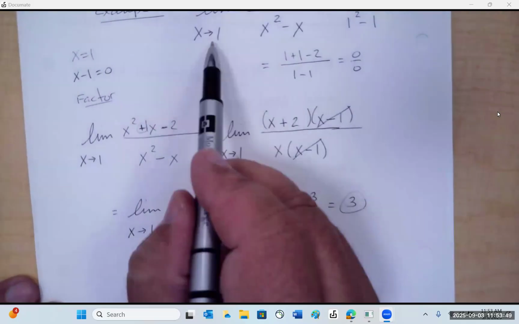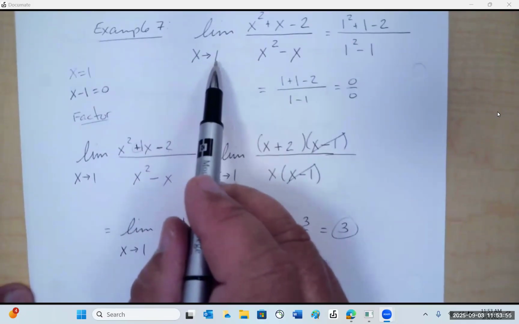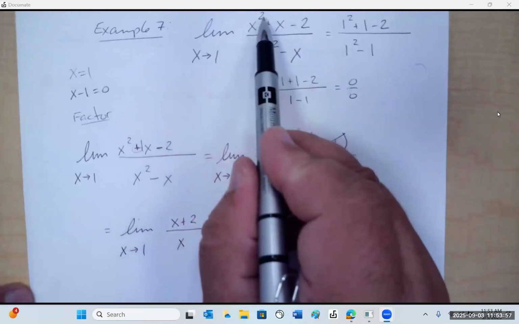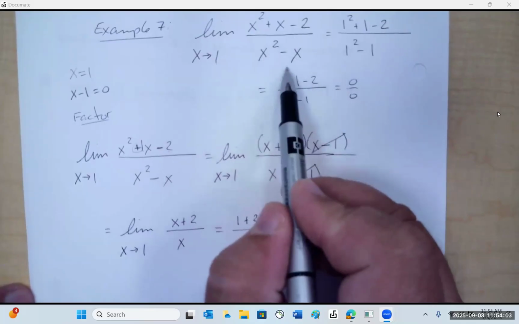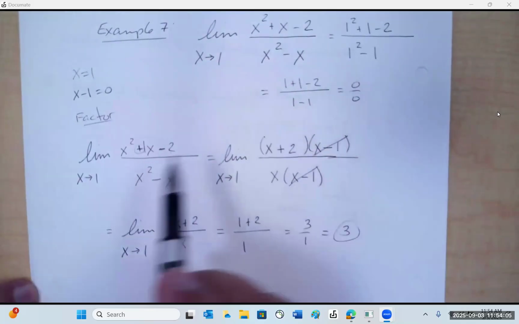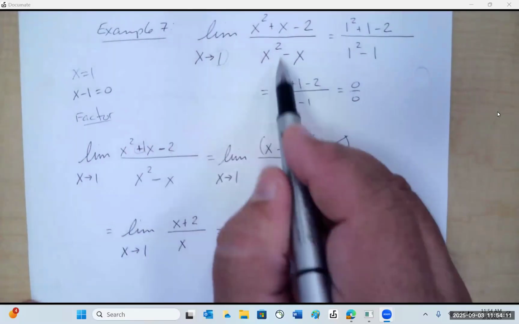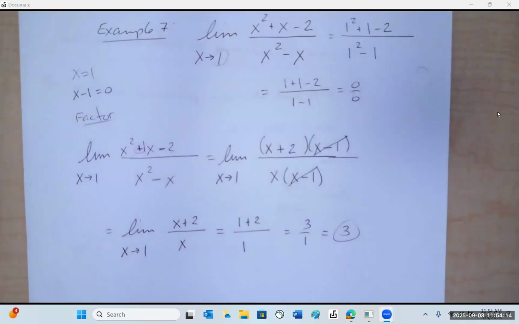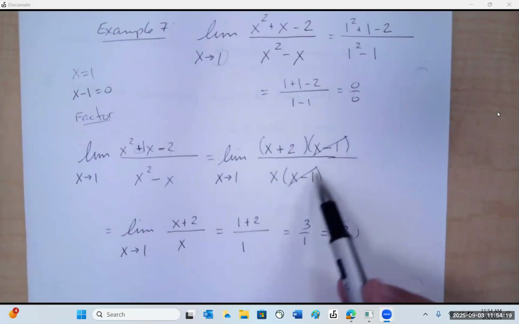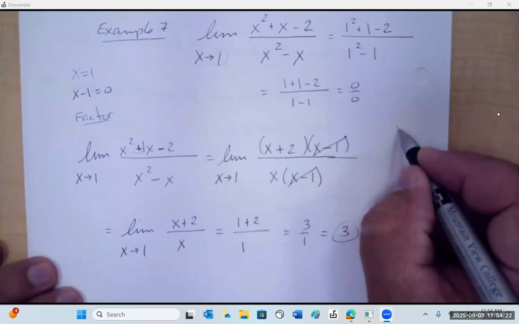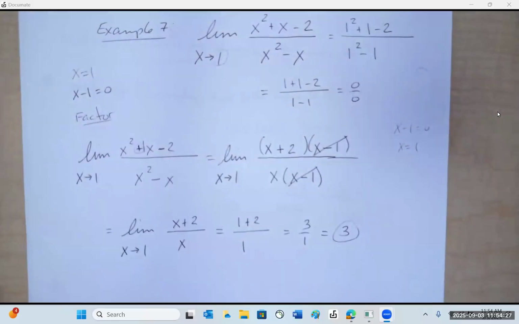Because also, what if instead of 1, it was 2? Well, plug it in there. You get 2 squared is 4, plus 2 is 6, minus 2 is 4. 4 minus 2 is 2, so 4 over 2, you get 2. The only thing we look for is, when we pick a value for c, when would that cause a problem? Well, looking at the factors, the only problem we see is when we have x minus 1 equals 0, which means x equals 1. That's the value of c we're looking at.